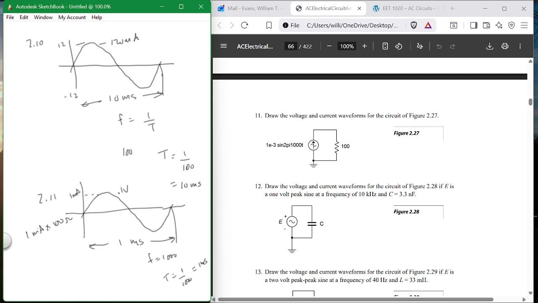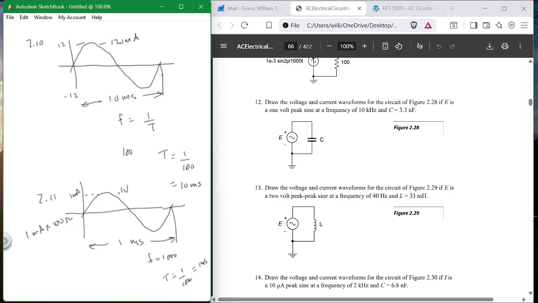All right, and now they get more interesting, because number 12 is what? It's a capacitor, isn't it? So now we get a capacitor and we get a voltage. We have a 1 volt peak sine with a frequency of 10 kilohertz and C of 3.3 nanofarads. Let's look and see what the voltage looks like through the capacitor and the current through the capacitor. Let's just ask that question.